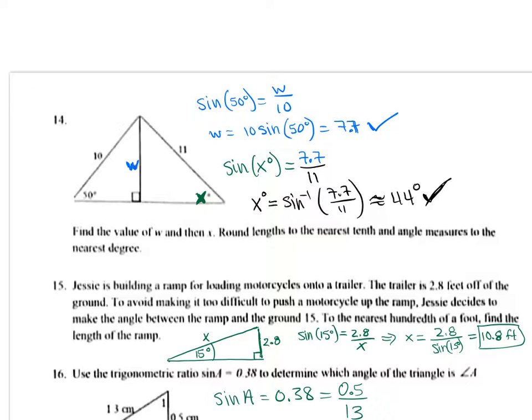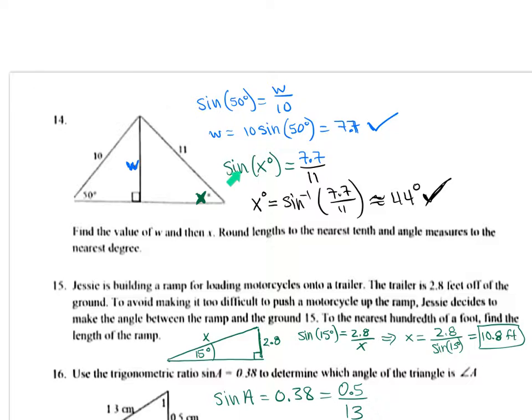Multiply by 10 on both sides, and we get W equals 10 times the sine of 50. In your calculator, that would be 7.7. So W is 7.7, and then to get X, X is in the other side of the triangle. We have a right triangle over here as well. So W, which is now 7.7, is the opposite side of X, and 11 is the hypotenuse.